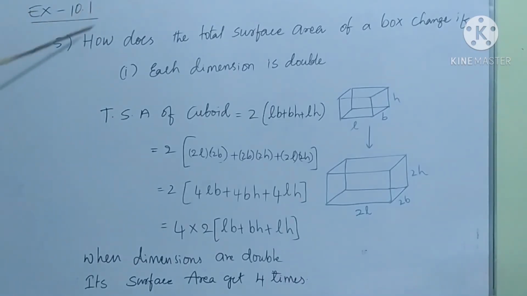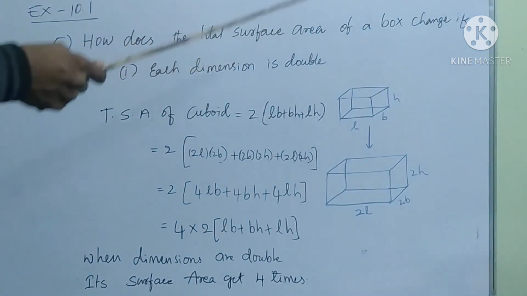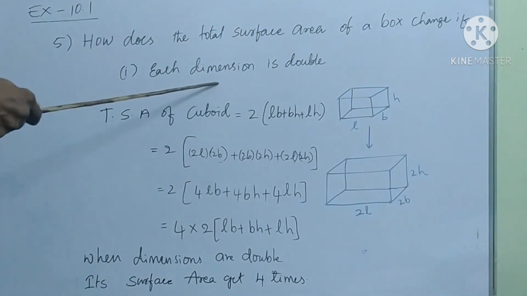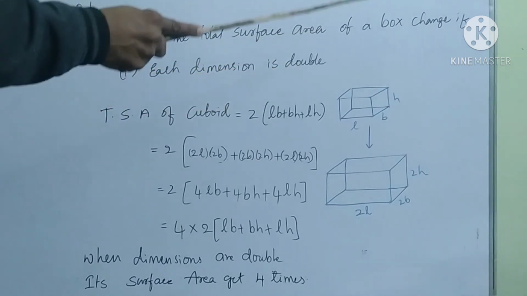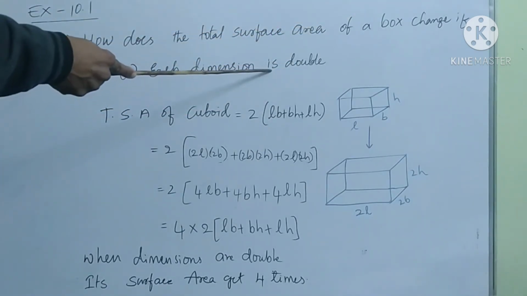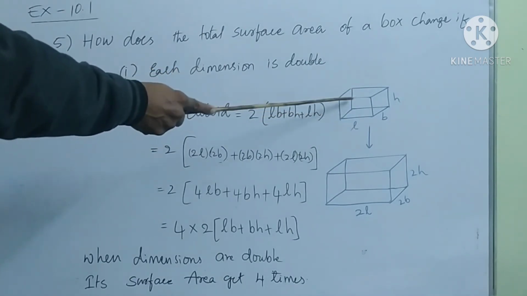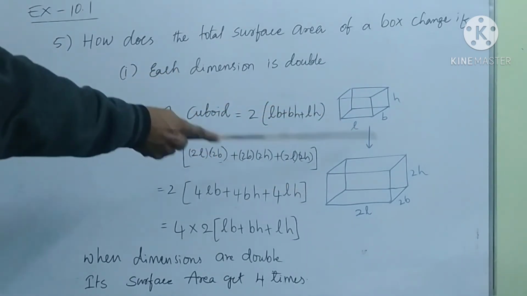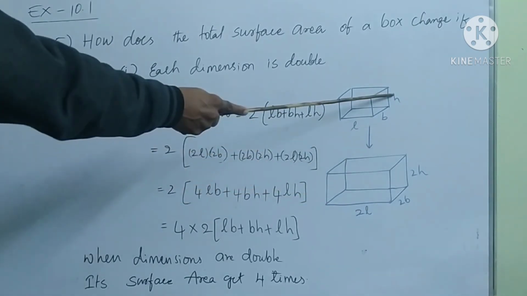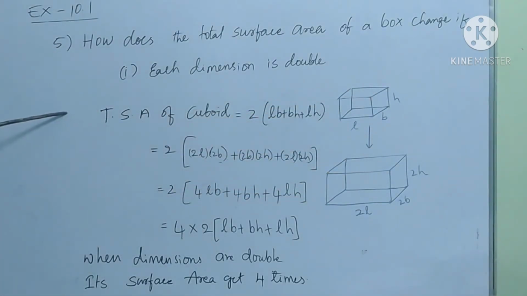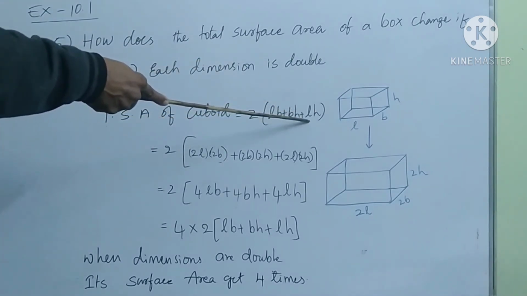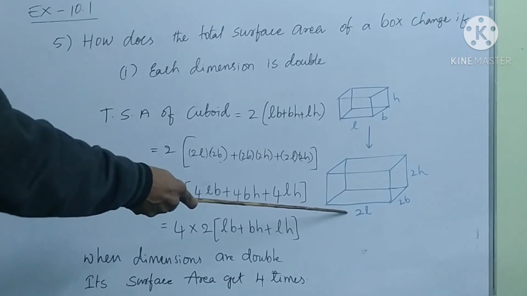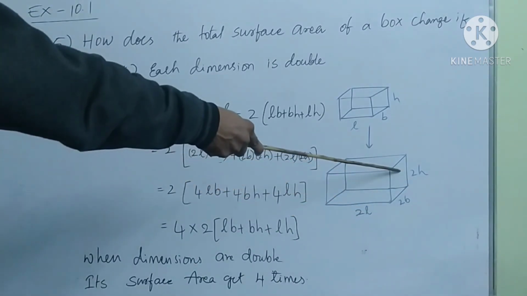This is exercise 10.1, fifth problem. How does the total surface area of a box change if each dimension is doubled? Here, first the box: when each dimension is doubled, the length is 2l, breadth is 2b, height is 2h. The total surface area of a cuboid formula is 2 into (lb plus bh plus lh). Here length is 2l, breadth is 2b, height is 2h.